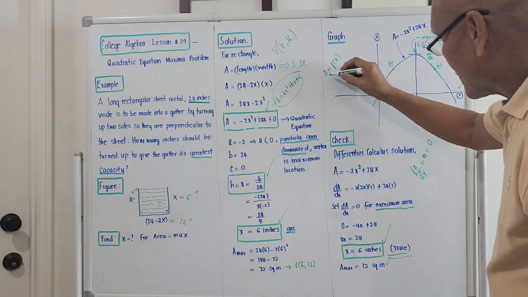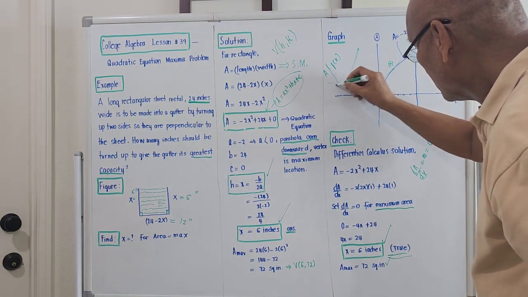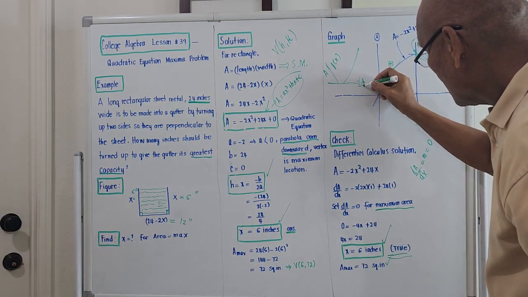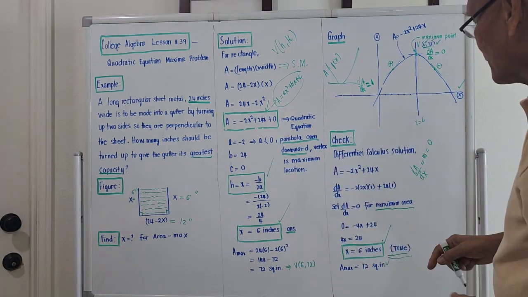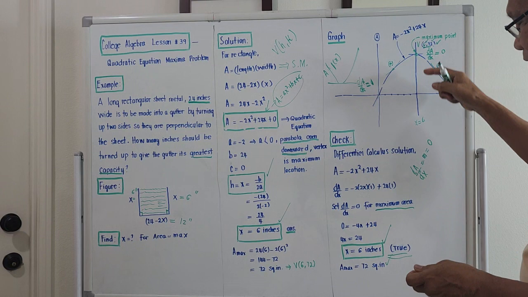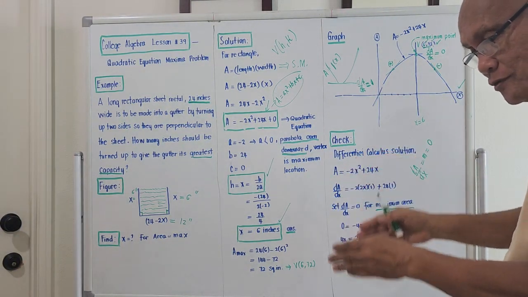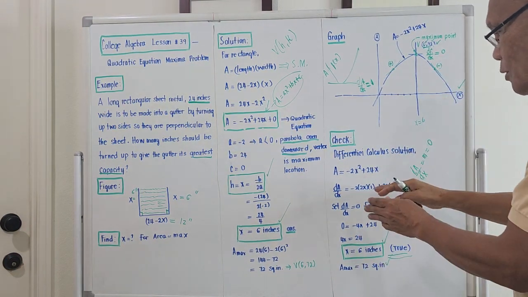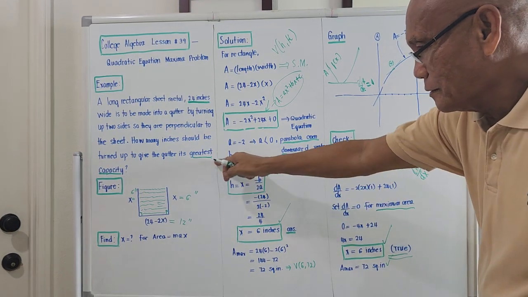Even if the graph is at a minimum, dA over dx will still be 0. But for this given problem, it so happens that our graph is at a maximum. So I'm telling you, whether minimum or maximum under differential calculus, we set the first derivative to 0 to compute for the value of x which will give us the greatest area.